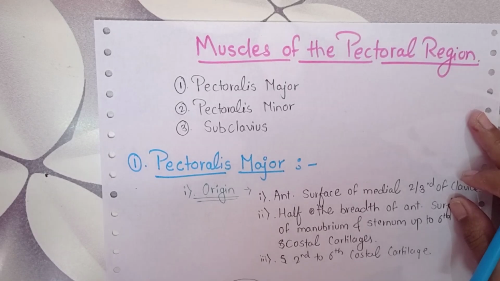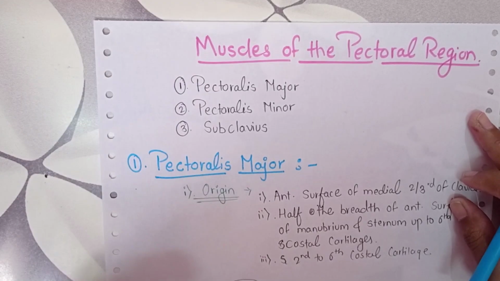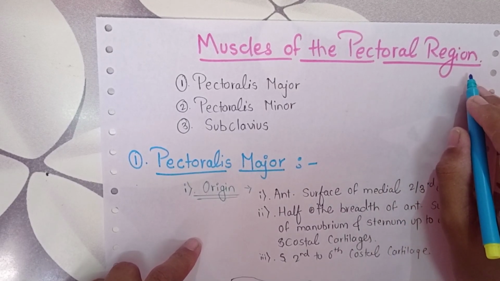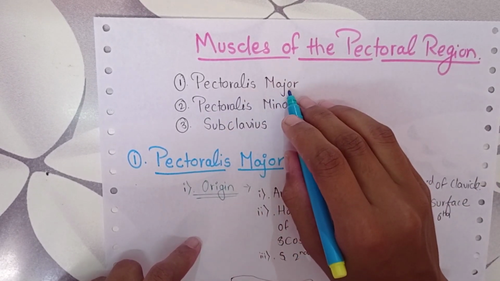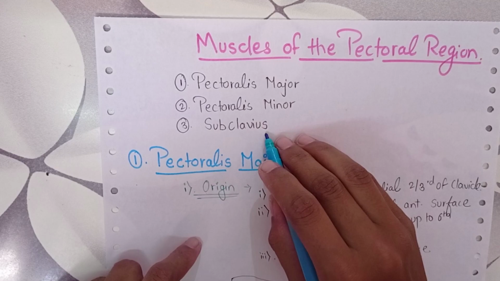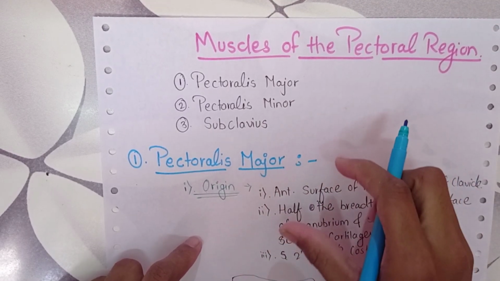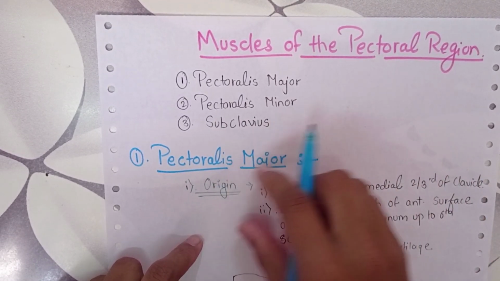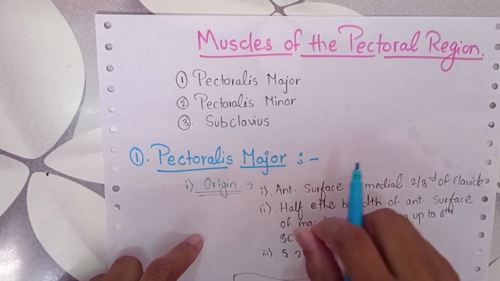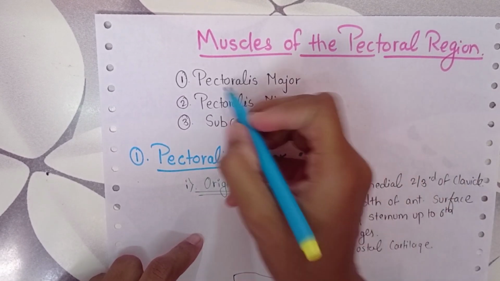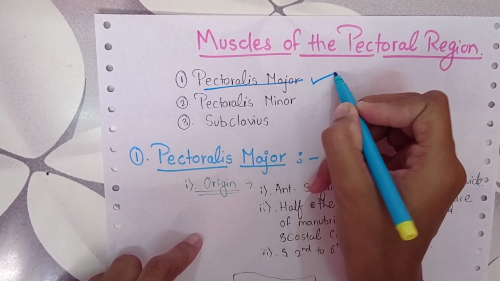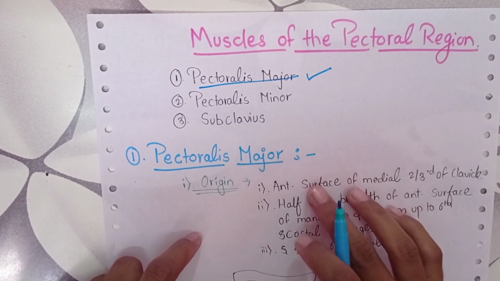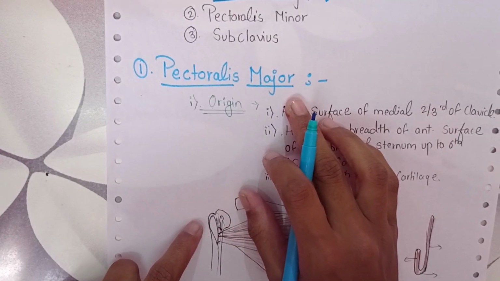Hello friends, in this video we are going to cover the muscles of the pectoral region. They include pectoralis major, pectoralis minor and subclavius. Particularly in this video we are going to cover totally the origin, insertion, nerve supply and the action of the pectoralis major muscle. Now let's see the pectoralis major in detail.